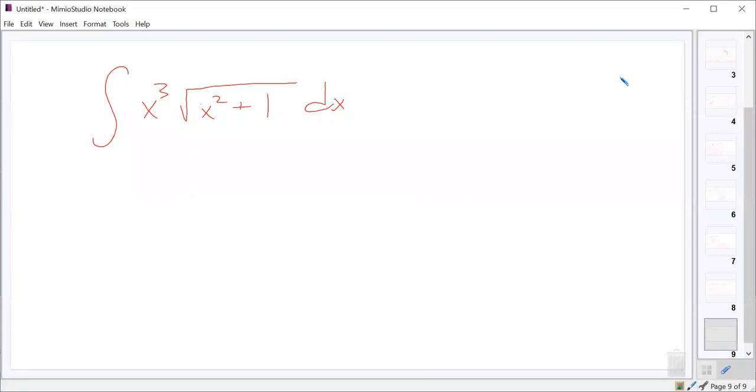All right. We got x cubed root x squared plus 1. So what's the u sub we're probably trying to use here? Okay. X squared plus 1. It's the thing inside of the thing that's kind of annoying, right? Okay. So what is du then? 2x dx.